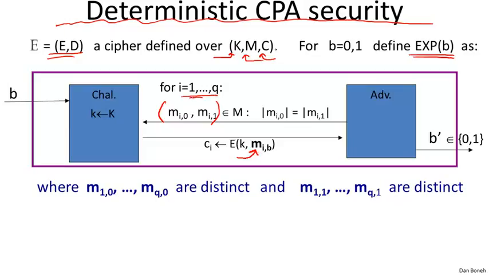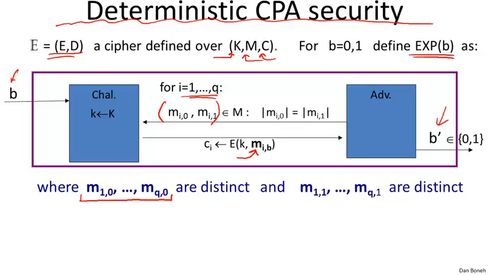He can do this Q times, and at the end of the game, he's supposed to say whether he got the encryptions of the left messages or the encryptions of the right messages. So this is the standard chosen plaintext attack game, but now there's one extra caveat, which is to say that if the bit B is equal to 0, in other words, the attacker always sees the encryption of the left messages, then it so happens that the left messages must all be distinct.